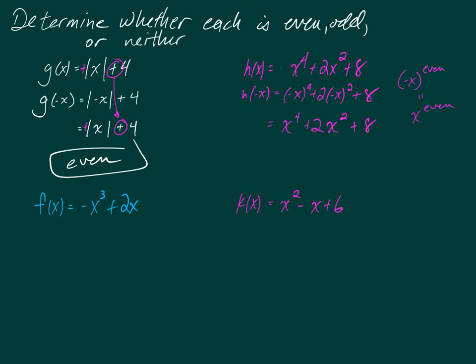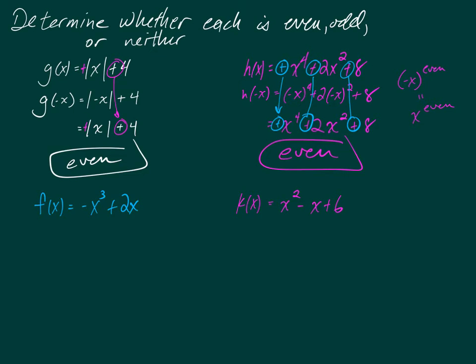Then we check the signs. This sign is positive, it stays positive. This sign is positive for the 2x squared term, it stays positive. The 8 is positive, it stays positive. All of the terms kept their signs. This function is even.